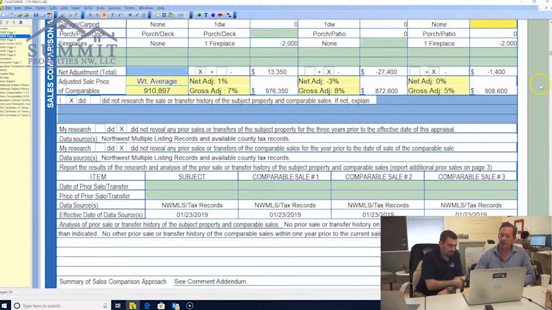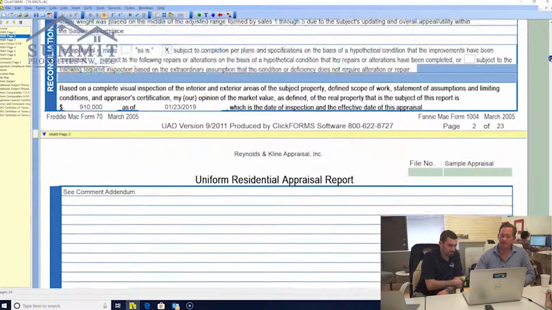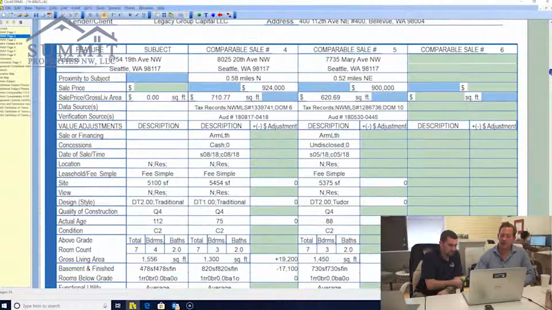And then on the next page, there's comps 4 and 5. So we skip a page. It goes first page of the appraisal, second page with comps, third page with your cost approach, fourth page with your extra comps. And that's what we're looking at here.